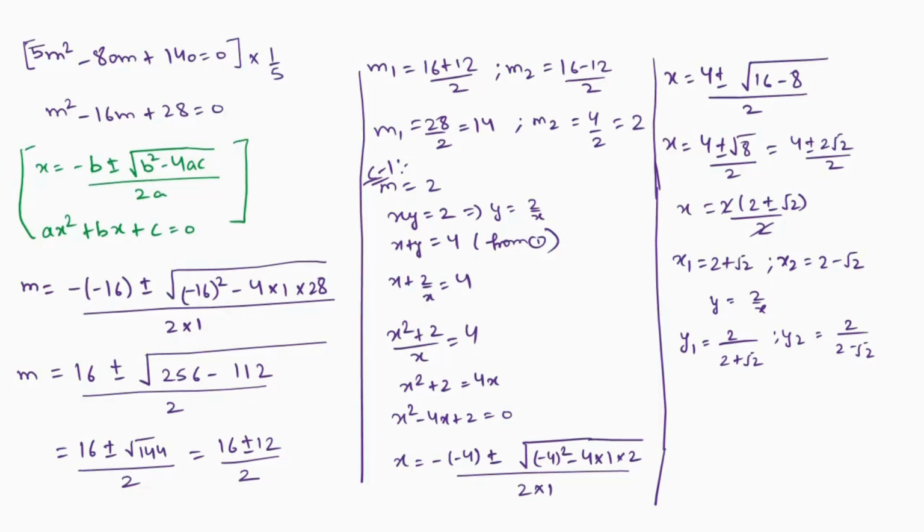And similarly, we can do the same when m is equal to 14. That is xy is equal to 14, and we can find the other values of x and y.